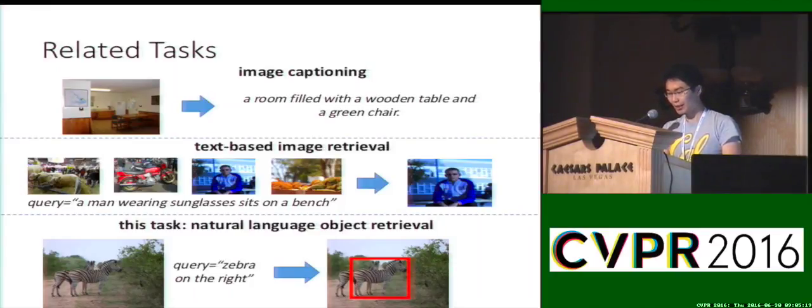Given an image and a textual query, a bounding box location is returned as retrieval results. This task can be seen as a grounding problem, where the given textual phrases are grounded in an input image. And our paper is also related to Junhua Mao's talk on Monday about generation and comprehension of object descriptions.